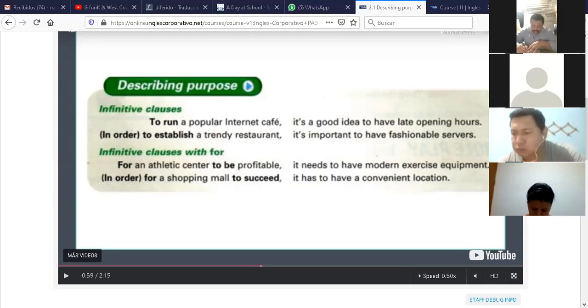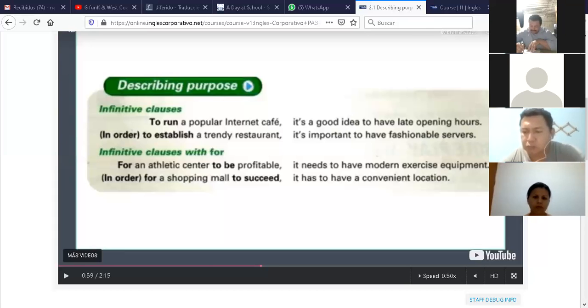Now, aquí podemos dar consejos de lo que nosotros queramos. Para perder peso, es una buena idea no comer pupusas en la noche. Or avoid eating junk food. To lose weight, empezamos con la primera parte. To lose weight, it's a good idea to avoid eating junk food. Comida chatarra. Junk food. So, como ustedes pueden ver ahí en el chat, vamos con lo mismo. To, para lograr qué. To avoid eating, coma, dejamos la misma estructura. It's a good idea to, y luego, ¿cuál es la buena idea?